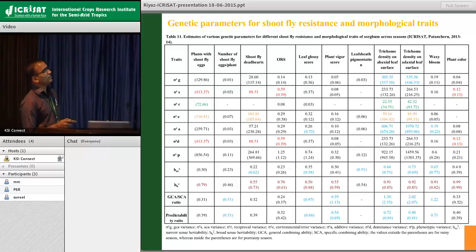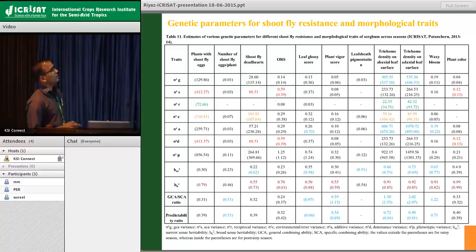Coming to the genetic parameters for shoot fly resistance and morphological traits, that is, variance components. The shoot fly traits show higher SCA variance, higher dominance variance, and lower predictability ratio. This shows that predominance of dominant gene action is involved in the inheritance of the shoot fly resistance traits. When coming to the marker traits, that is glossy score and plant vigor score, they have higher predictability and higher GCA by SCA ratio with lower SCA variance and dominance variance, indicating that predominance of additive gene action is involved in the inheritance of these traits.